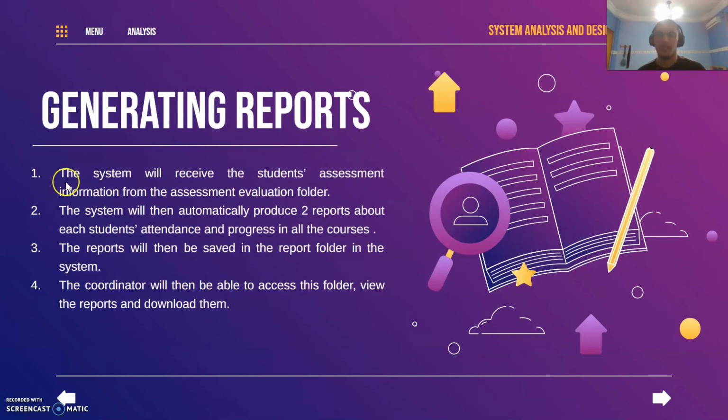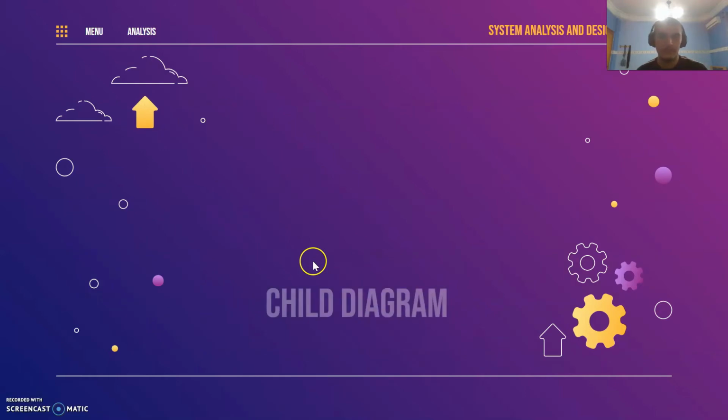Okay, generating reports. Just like I mentioned, the system will receive the student's assessment information from the assessment evaluation folder. Then the system will automatically produce 2 reports about each student's attendance and progress in all the courses that he or she is taking in that semester. The reports will then be saved in the report folder in the system. The coordinator will then be able to access these folders, view the reports, and download them.